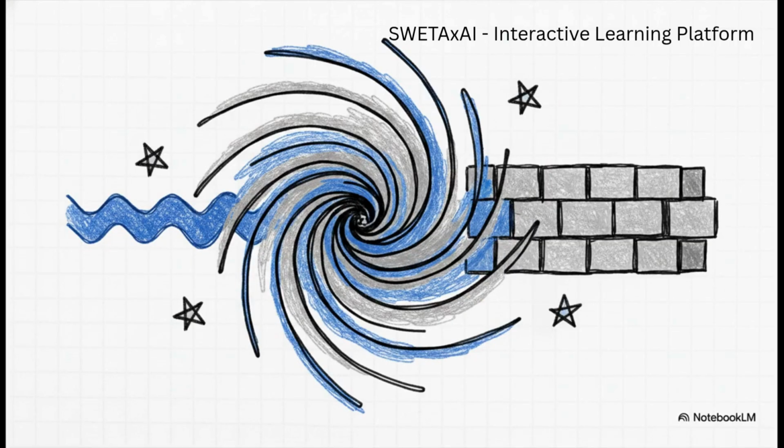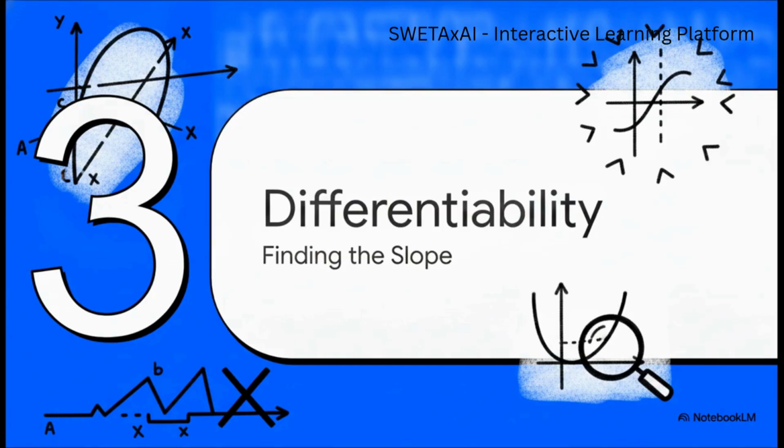But this right here brilliantly illustrates how robust continuous functions truly are. If you take two continuous paths, you can add them, you can find their difference, multiply them together, and even divide them. And guess what? As long as the denominator isn't 0, the resulting path remains completely solid and unbroken. They stack together perfectly. Next up, Part 3, Differentiability, Finding the Slope.